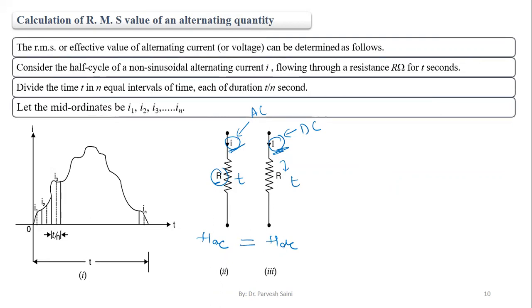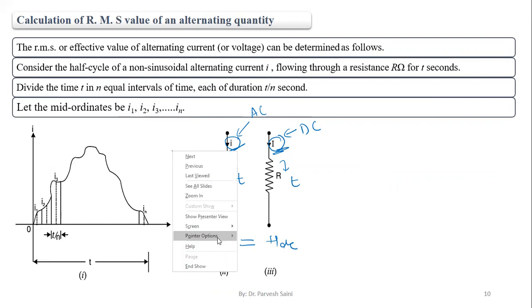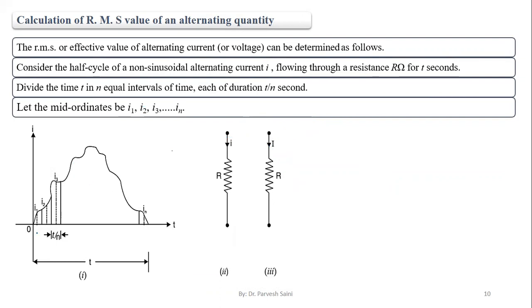We can also use the mid-ordinate method here. In the mid-ordinate method, we take an alternating signal like this and divide it into n equal instants, so that the time duration of each successive instant is t by n. So this complete t has been divided into n instants, and every one will have the same time duration t by n, right?